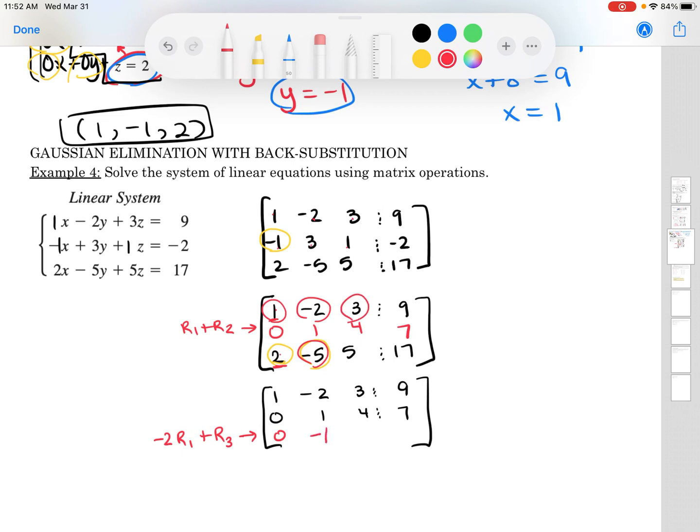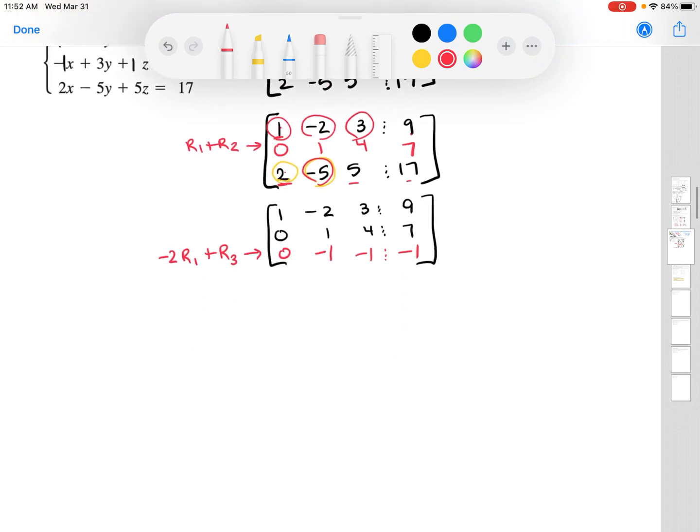3 times -2, that's -6 plus 5, so -1. And 9 times -2 is -18 plus 17 is going to give me, again, -1. All right, we're looking pretty good here. Now we need to get that -1 here to cancel out into a 0. So first row, again, happy with, totally fine. Second row, we're happy with, we've got that first 0. So far, so good on that third row. We just need to keep going.